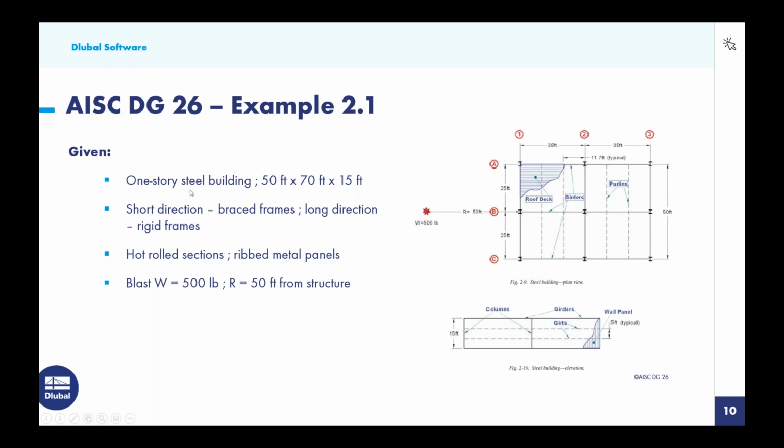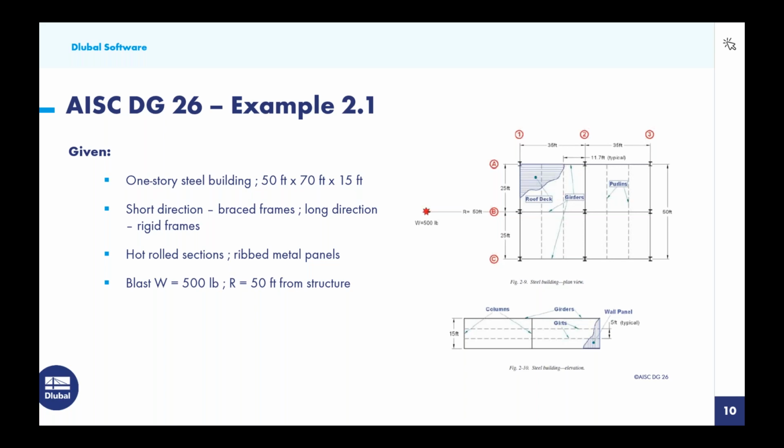It is a 1-story steel building and the dimensions include a 50-foot width, a 70-foot length, and then we have 15 feet in height. In the short direction, we will have braced frames, and in the long direction, we have rigid frames. Everything will be composed of hot rolled steel sections, and then for my roof deck as well as my wall panels, we will be modeling ribbed metal surfaces here.